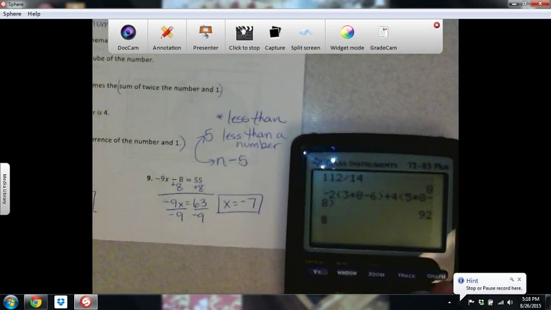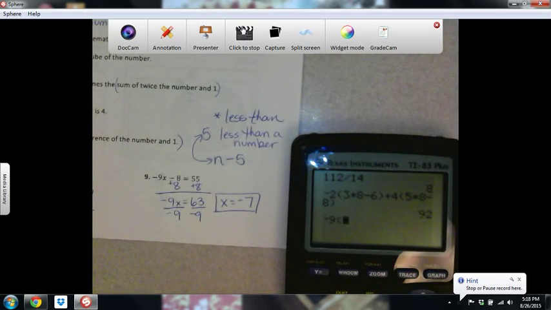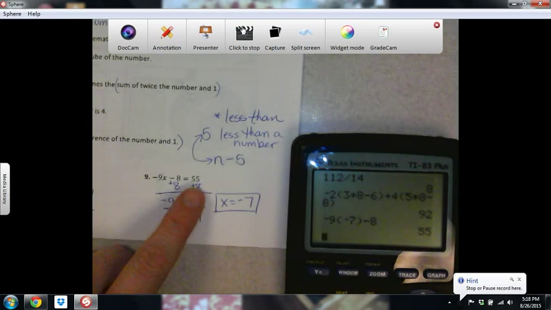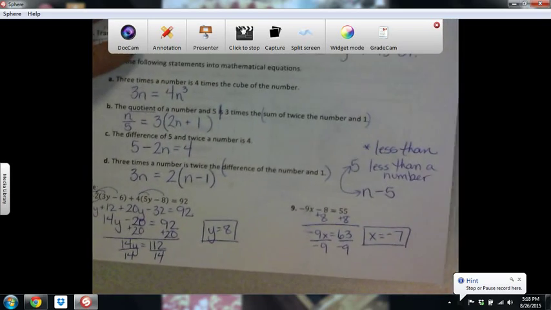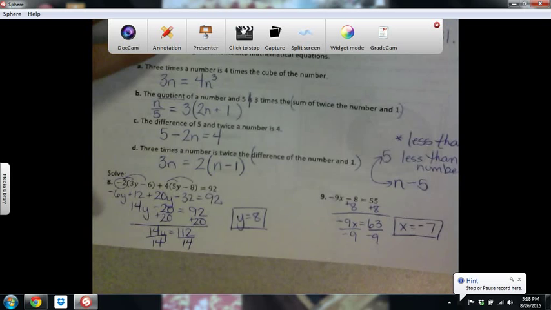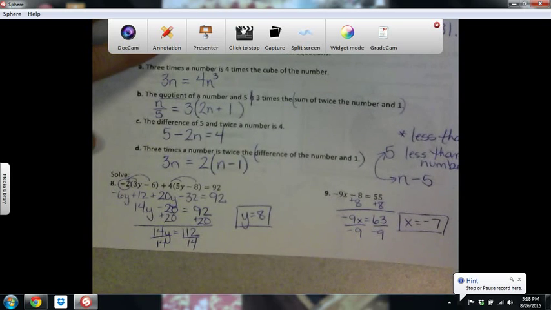So let's take a look at what that might look like. Negative 9 times negative 7 minus 8 does indeed give me the 55 that I was hoping for. So I recommend taking your time and showing your work when it comes to solving equations, but I also recommend checking your answer.